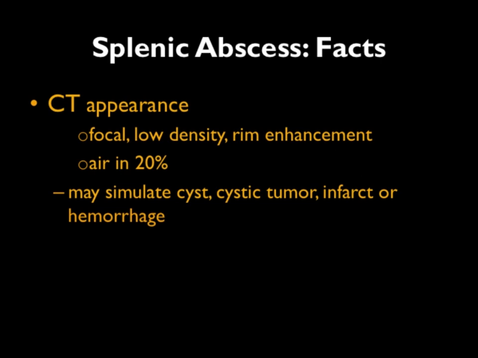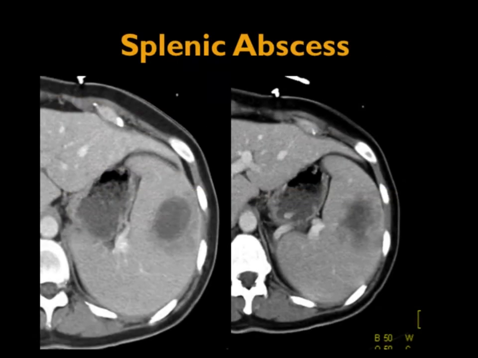They're typically low density and irregular. You can see air, but under 20%, probably more like under 10%. And it can be a challenging diagnosis because it can simulate infarct or even a cystic tumor. Here's an example of a low-density lesion. Can this be lymphoma? Primary splenic lymphoma and abscesses can look very similar. The clinical history does help you.